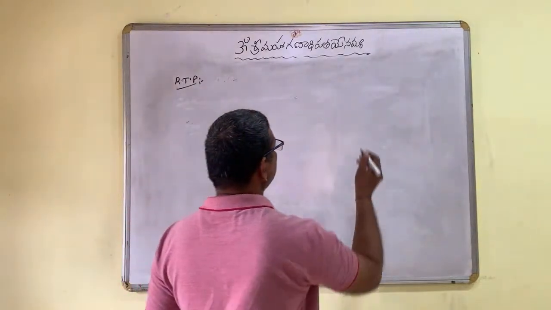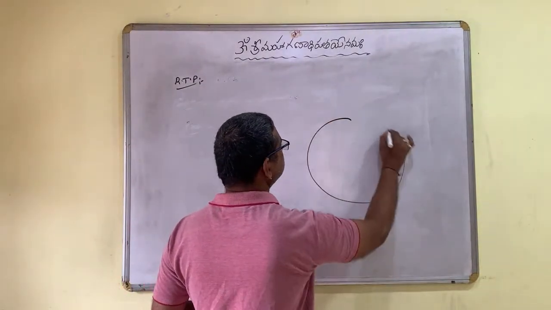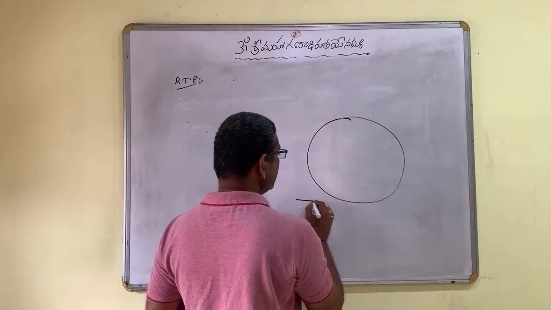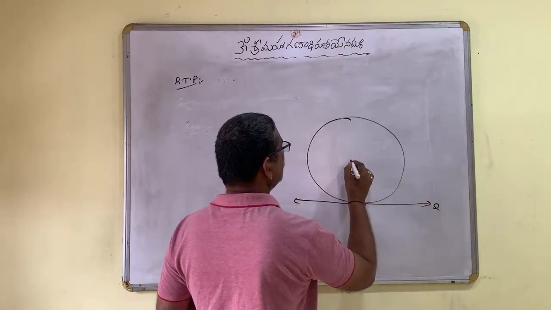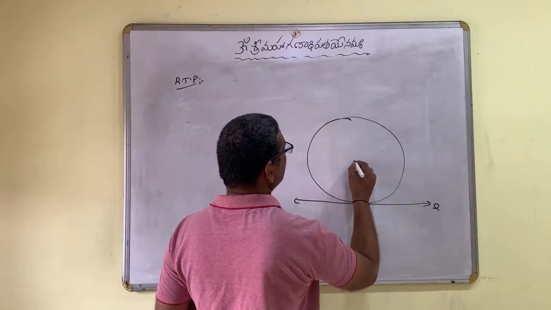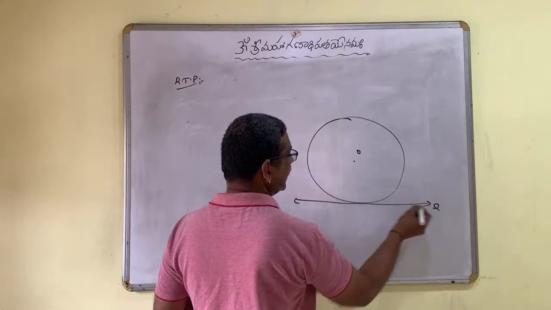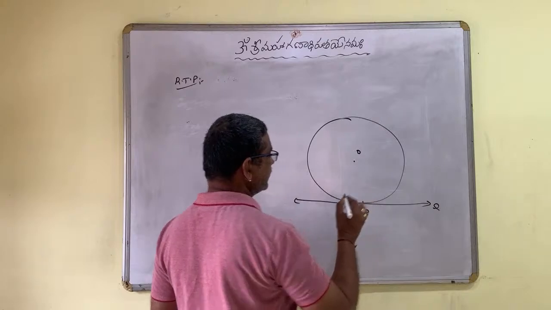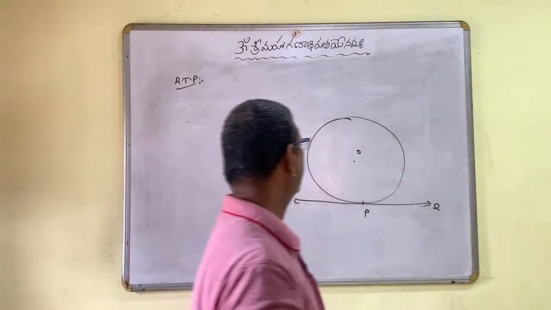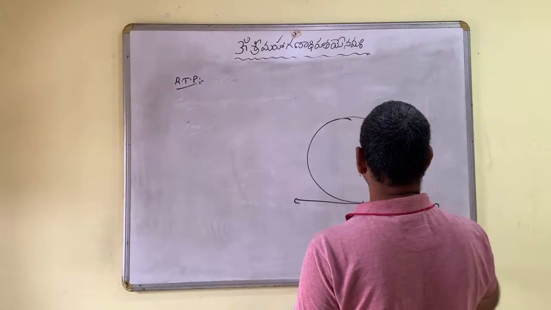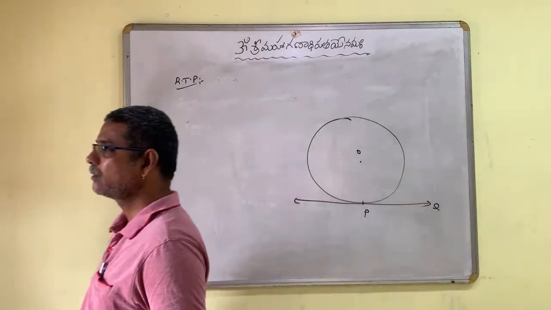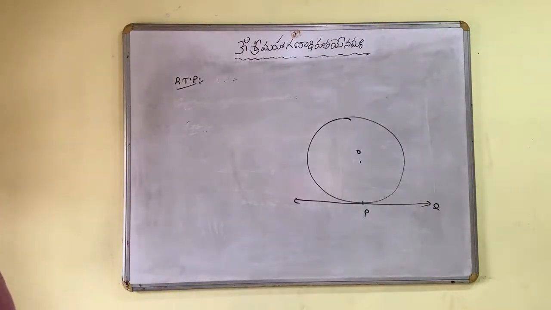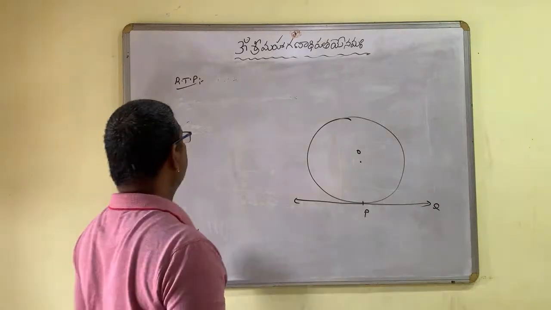See, there is a circle with center O, and there is a tangent. L is the tangent to the circle at P. And O is the center of the circle. Now, what is he asking?